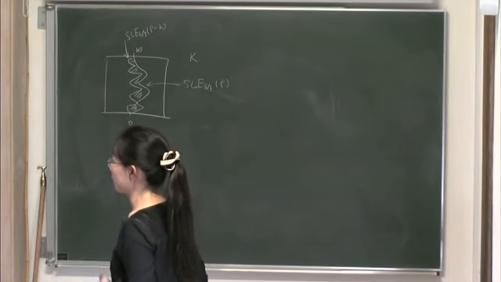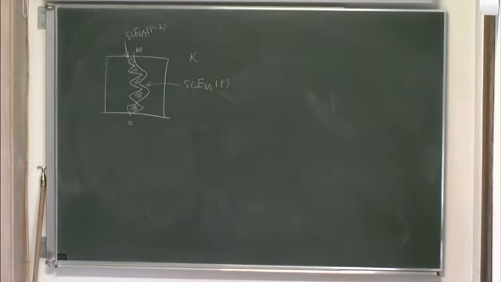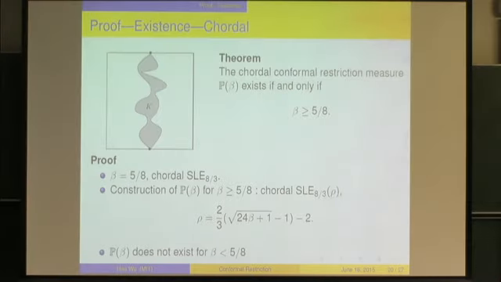Okay, so the last part is why it doesn't exist for beta less than 5/8. The idea of the reason here is clear because, as I said, as beta gets bigger and bigger, the random set will become fatter and fatter. So as beta gets smaller and smaller, the set will become thinner and thinner. And from the first step, we see that when beta equals 5/8, it corresponds to chordal SLE 8/3. It is a simple curve, and it can't be thinner anymore. So this tells us 5/8 should be a lower bound. Okay, so this is the existence part for the chordal case.